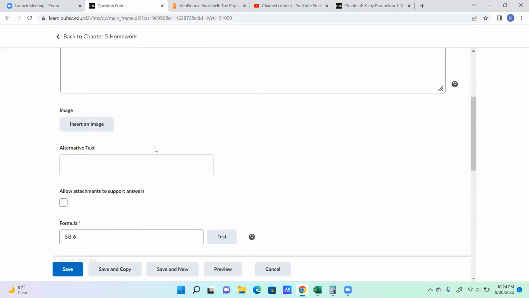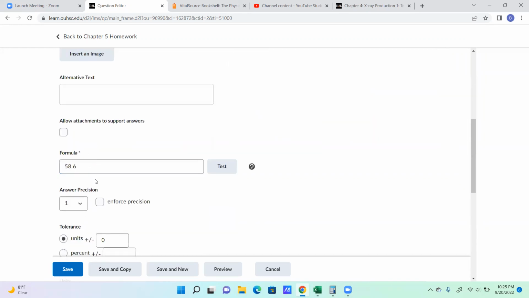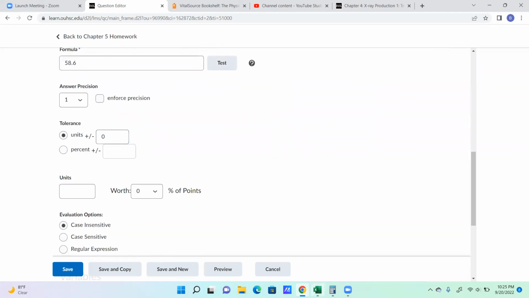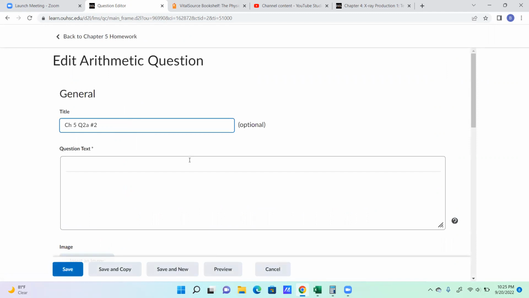Now, let's go on to number 2 here. You can see here, okay, the energy levels of the K, L, M, and N shells in tungsten are these levels. Calculate the energies in keV of the characteristic X-rays that can result from transitions between the K and the L shells. The basic thing that you do here is you take this value, subtract this value from it, and you should come up with this, 58.6. And as you guys are going through and working the problems, as I was working this, I was finding a few mistakes. So you may have to go back and recheck some of your work here.